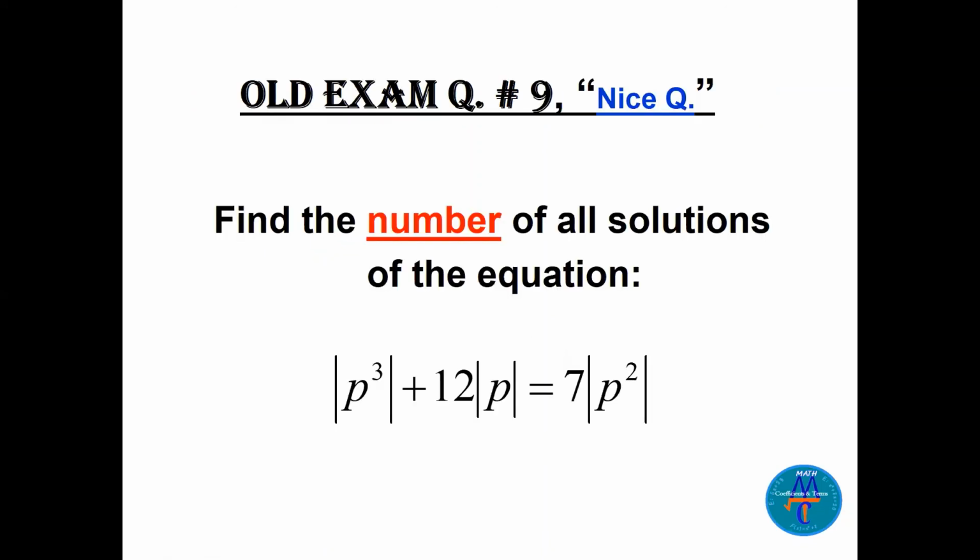Number 9 is a nice one. Find the number of all solutions. So we need the number, like we say, 2 solutions, 3 solutions, 4 solutions, 5 solutions, 6 solutions of this equation, absolute value, something p cubed plus 12 absolute value of p is equal 7 absolute value of p squared.